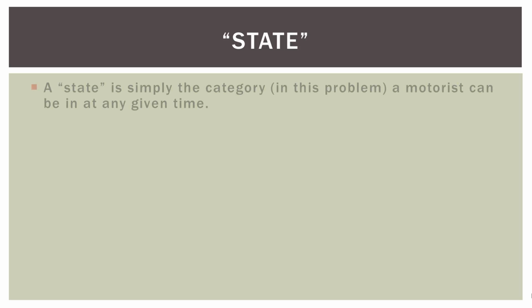So let's talk about what a state is. A state is simply the category, for this problem at least, a motorist can be in at any given time. Another way of thinking of a state is a category or some characteristic or something like that. It just depends on the problem.